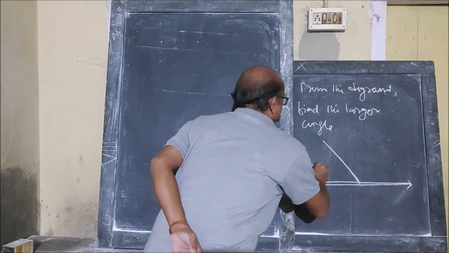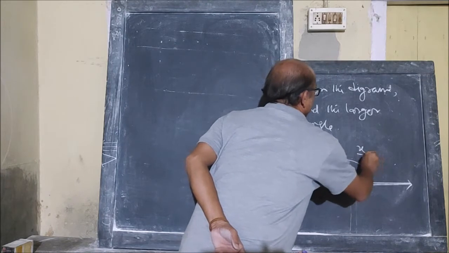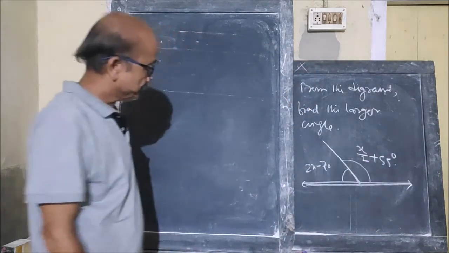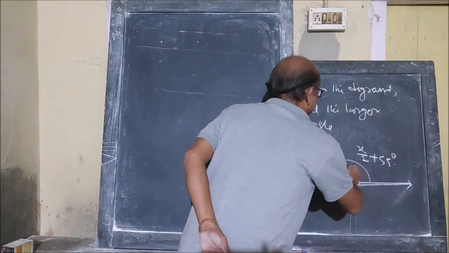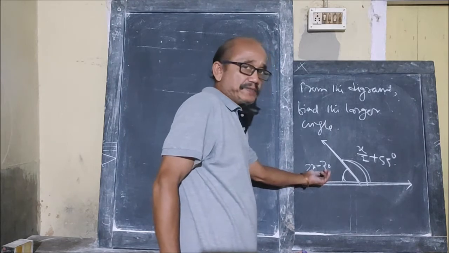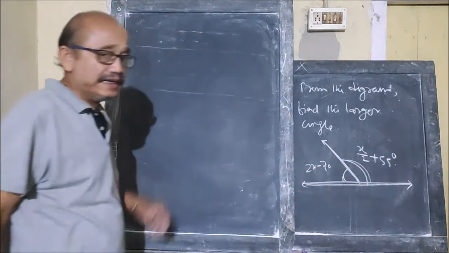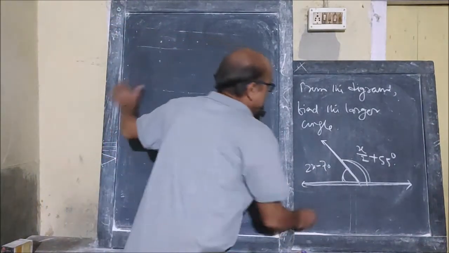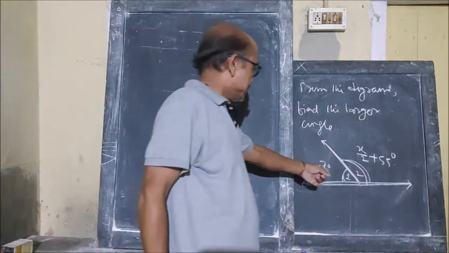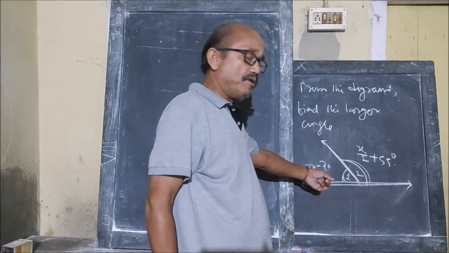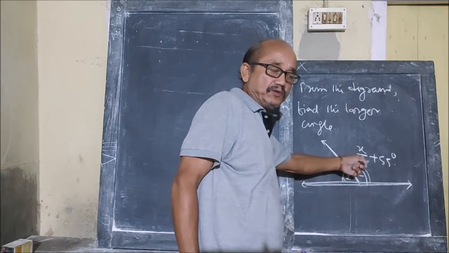The angles are 2x minus 70, and the other is x by 2 plus 55 degrees. You see here, these are the angles. The measure of this angle is 2x minus 70, and the measure of this angle is x by 2 plus 55. We have to find the larger angle. This is angle number 1, this is angle number 2. Applying the straight angle, or the pair of linear angles, this plus that equal to 180.